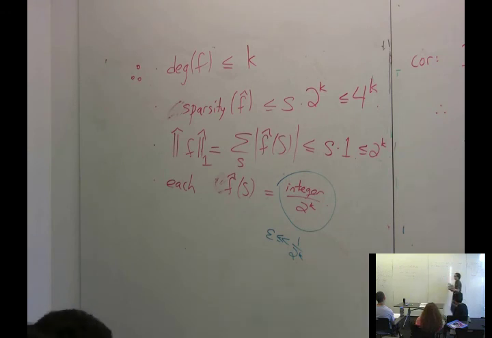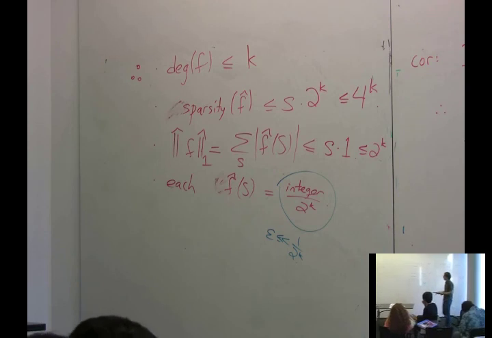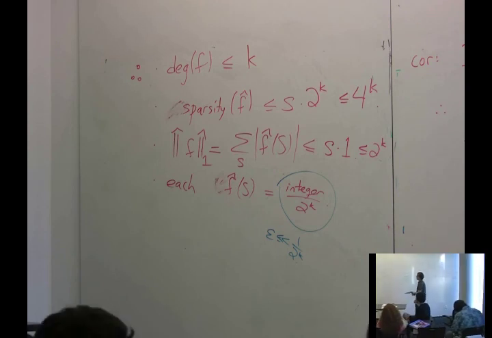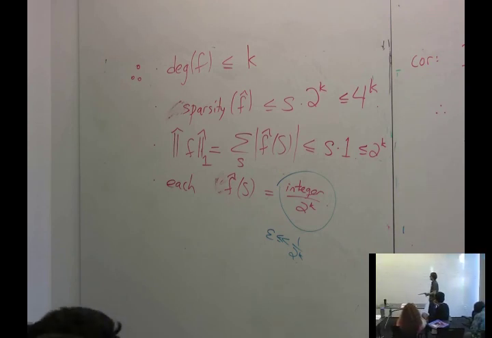So that's pretty cool. You can actually identify the unknown decision tree in time poly n to the depth. But there is still a probability. Yeah, with high probability. Yeah.